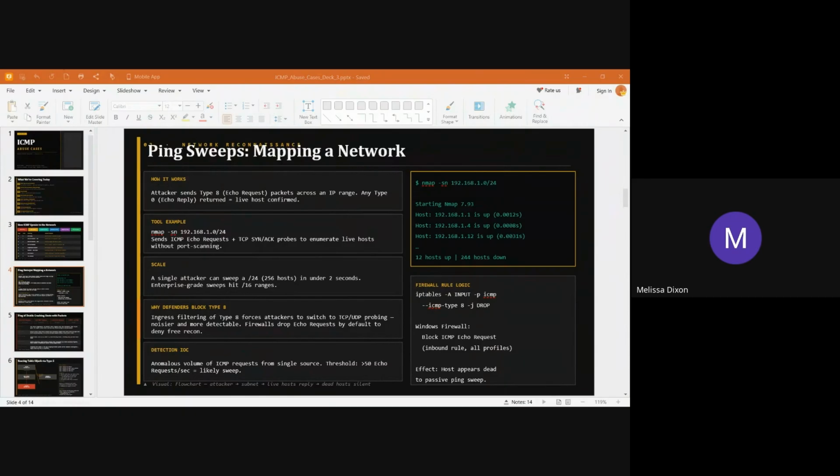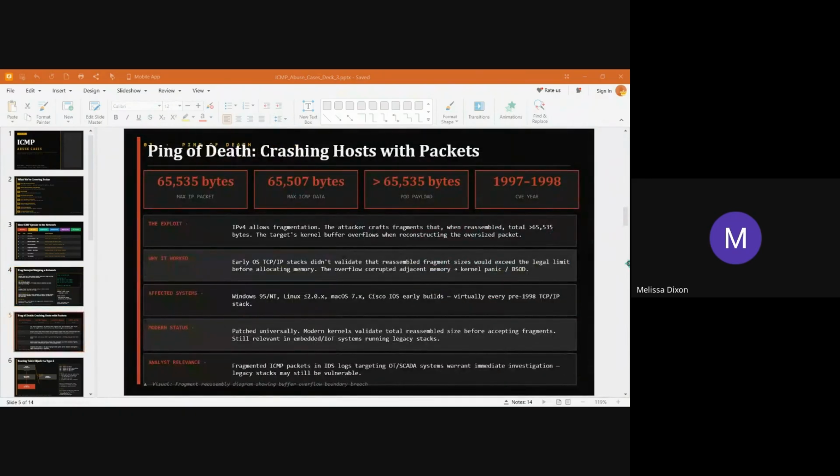So we'll go on to the next one here. So ping of death. This is the oldest attack in today's session, and it dates back to 1997. I'm including it not because you'll encounter it on modern Windows, because you won't, but because it teaches the single most important principle in protocol security, which is always validate inputs before acting on them.